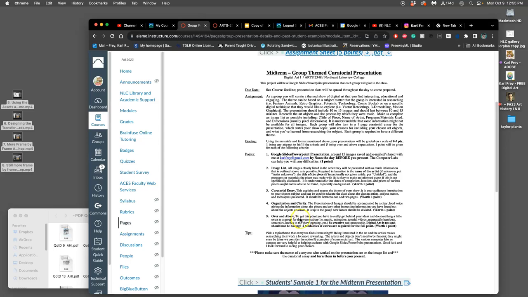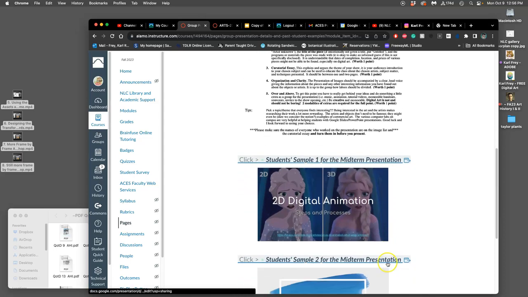Now, here's the point. How do you get that extra point? Or not the extra point, the fifth point, the over and above point. You have to have 2 different modalities of extras. So if you only have video clips in your presentation, video isn't required, it's an extra, but you'd only get half of that fifth point. So you'd have to have videos and something else in order to get the full point. And I have some examples.